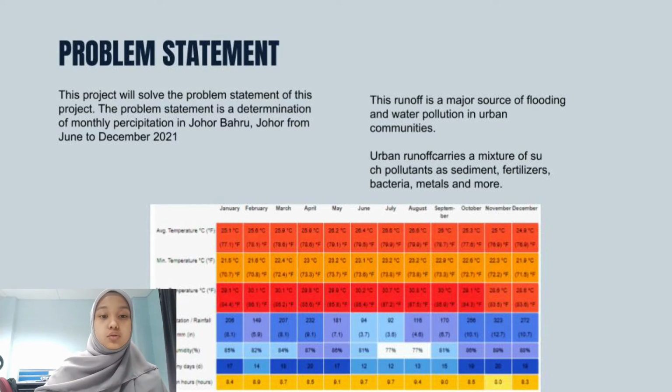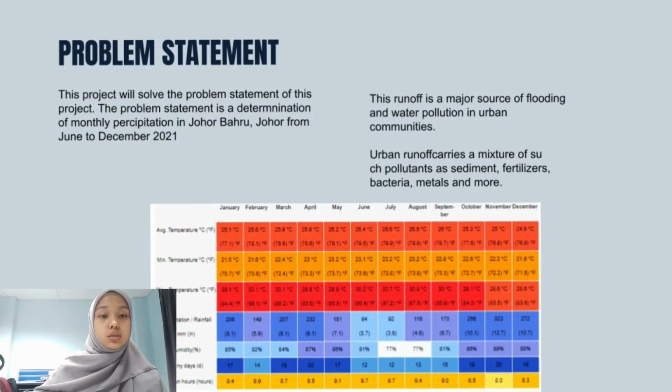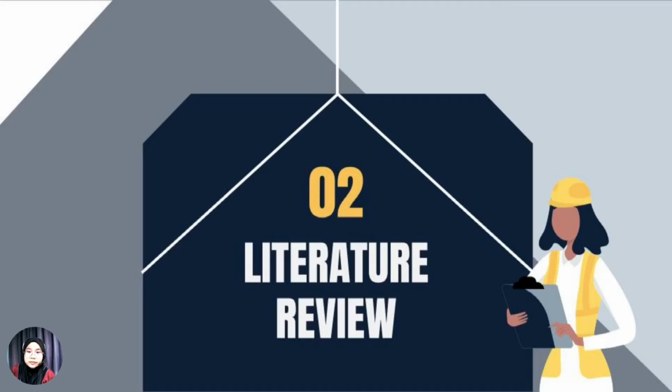Impervious surfaces such as roads, parking lots, rooftops and sidewalks are constructed during land development. During rainstorms and other precipitation events, these surfaces carry polluted storm water to storm drains. Instead of allowing the water to percolate through soil, most municipal storm sewer systems discharge storm water without treatment to streams, rivers and other water bodies. Urban runoff carries a mixture of pollutants such as sediment, fertilizer, bacteria, metals and more.